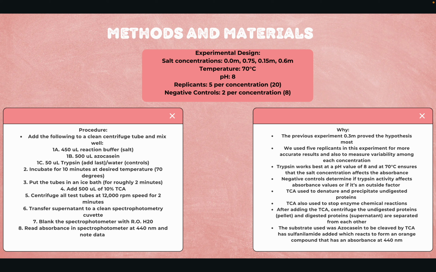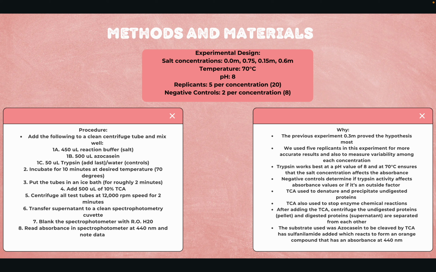When we were centrifuging, we precipitated the undigested proteins to have them as a pellet, and kept the digested proteins so that we could read them at the absorbance value. The TCA also stopped our reaction so that it wouldn't keep on going, so that we could read it.